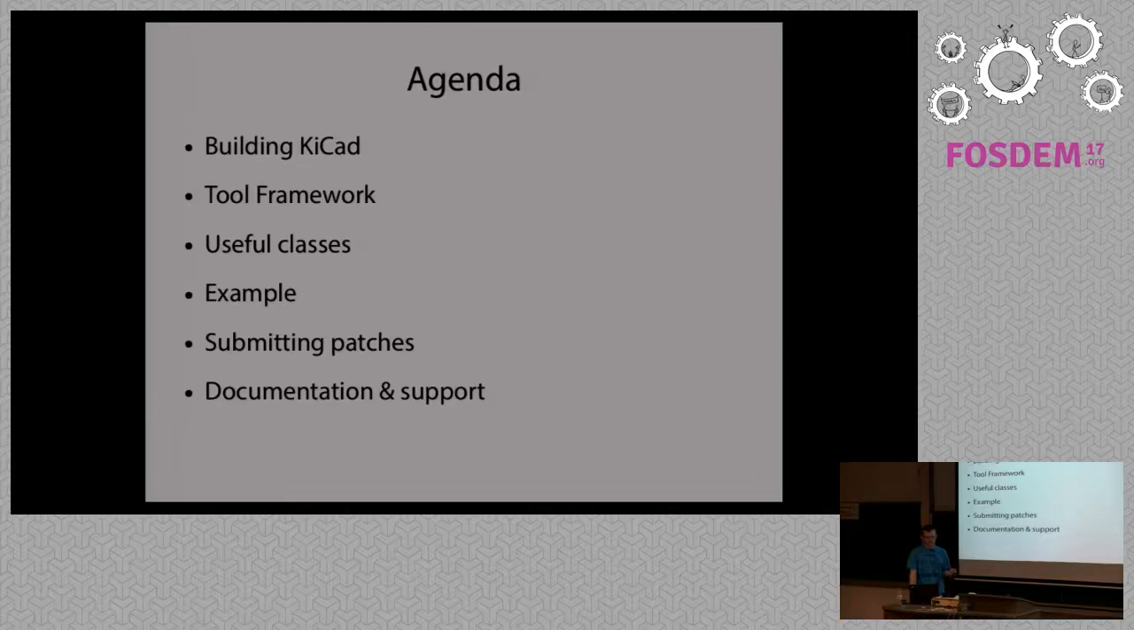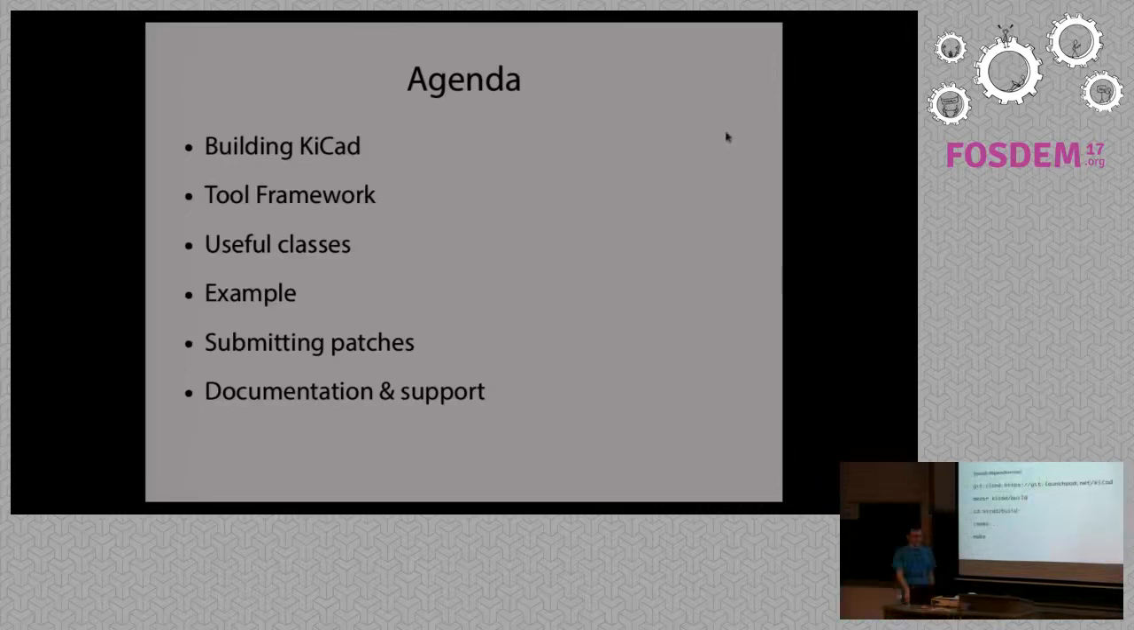It's not a very big deal. Then a few words about the tool framework. I think that's the main point here, the interface for creating new tools. A few useful classes, so you know what you can use for dealing with certain problems when writing tools. A short example to see how it looks in real life. A few words about what you can do when you are finished with a tool, and then some further information if you need it.